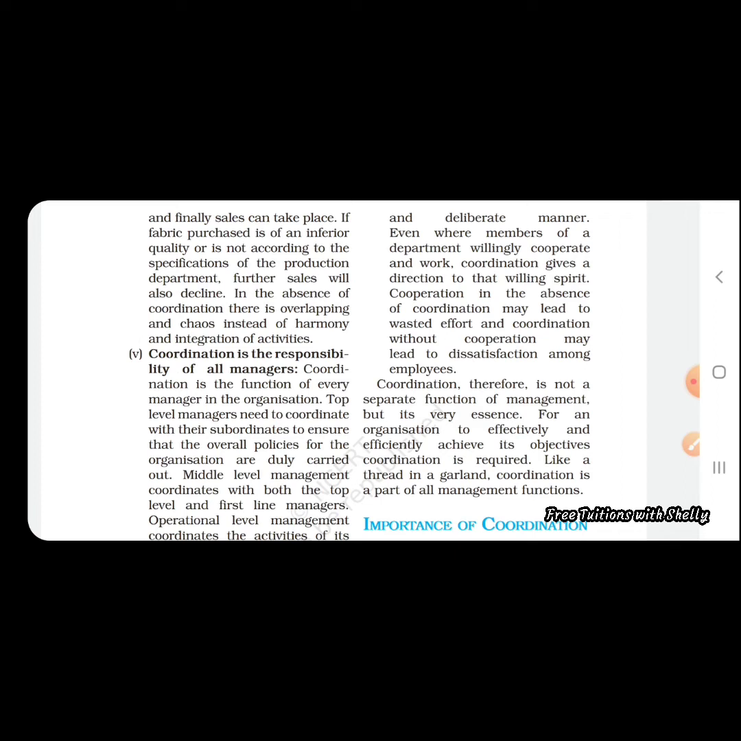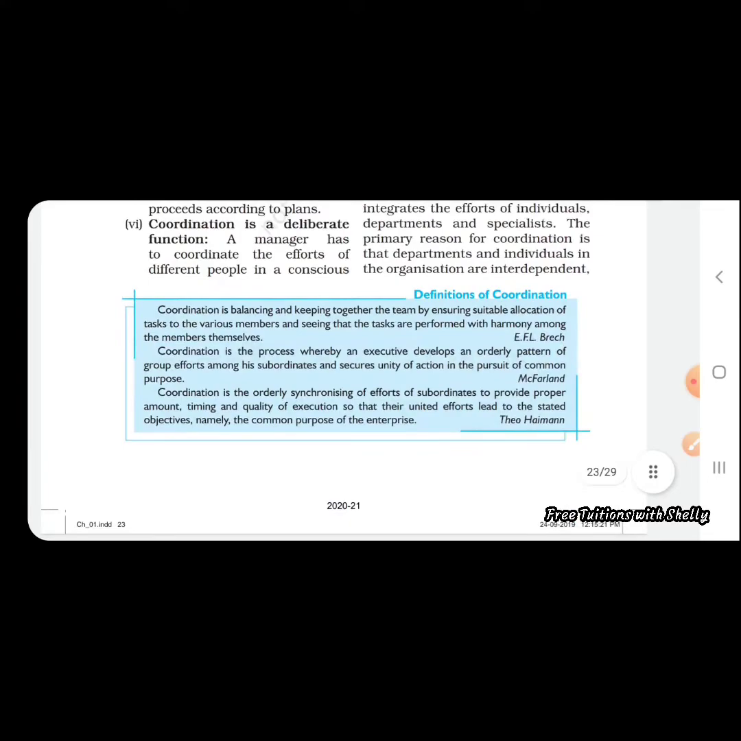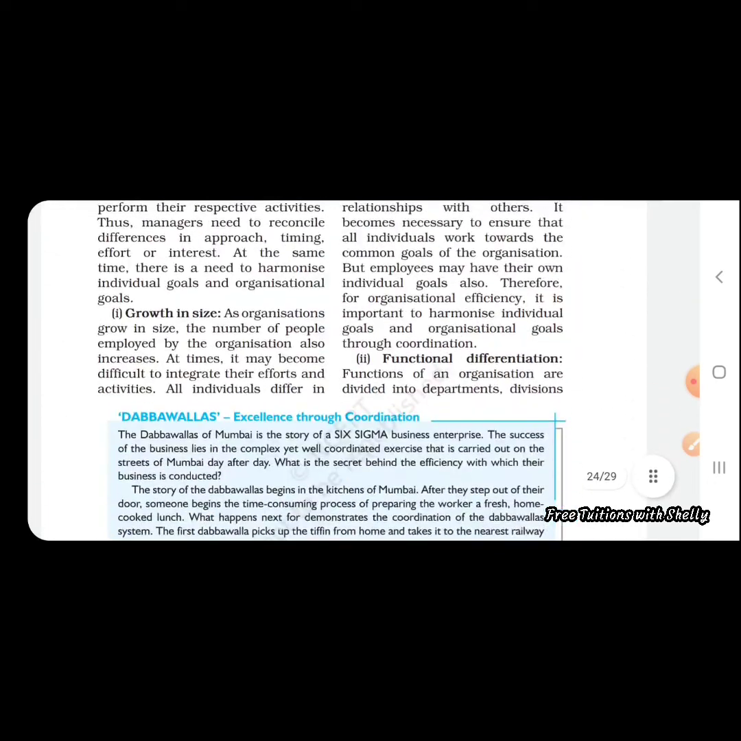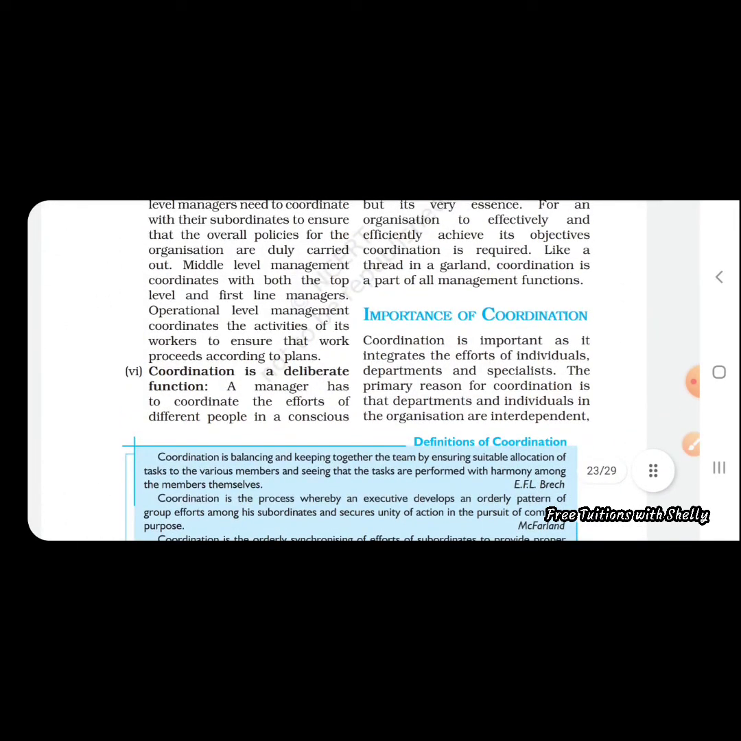Coordination is not a separate function, but it is known as the essence of management, because without coordination a business cannot survive. Now, what is the importance of coordination? Why is coordination important? Coordination is important because it integrates the efforts of individual departments and specialists. That is, when one department coordinates with other department, and together they are working till the end of the organization. So that is why coordination is important, because then only success can be achieved inside the organization.